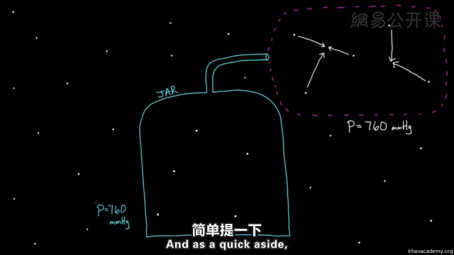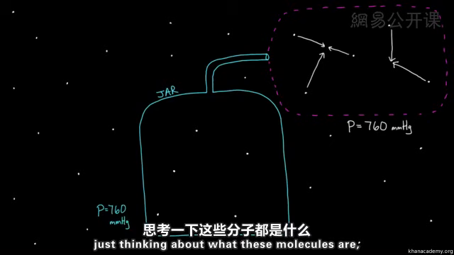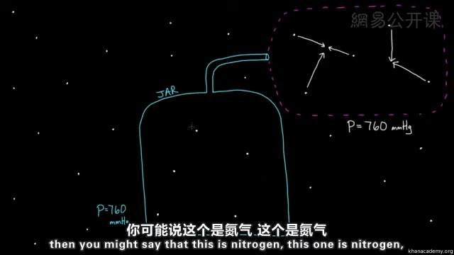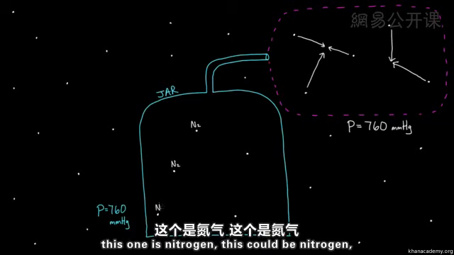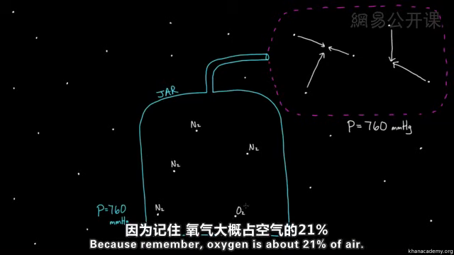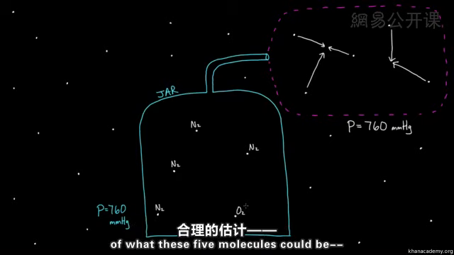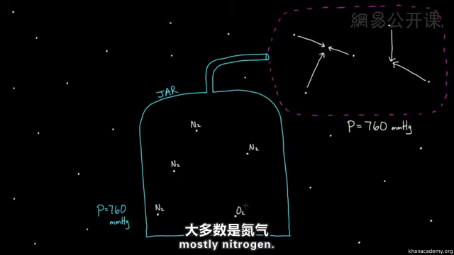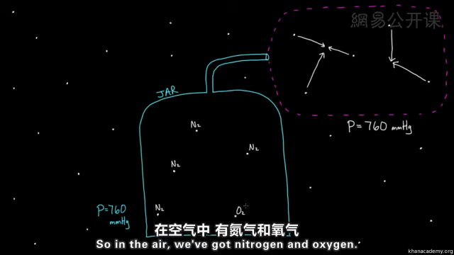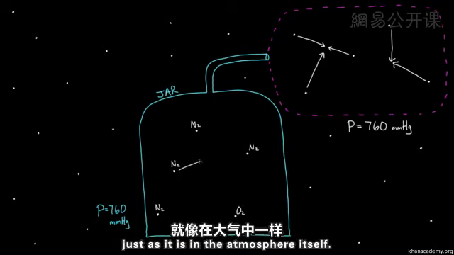And as a quick aside, just thinking about what these molecules are, if there are 5 of them, then you might say that this one is nitrogen, this one is nitrogen, this one is nitrogen, this could be nitrogen, and this one might be oxygen. Because remember, oxygen is about 21% of air, and so that might be a fair estimation of what these 5 molecules could be. Mostly nitrogen. So in the air we've got nitrogen and oxygen. It's bouncing around in my jar just as it is in the atmosphere itself.